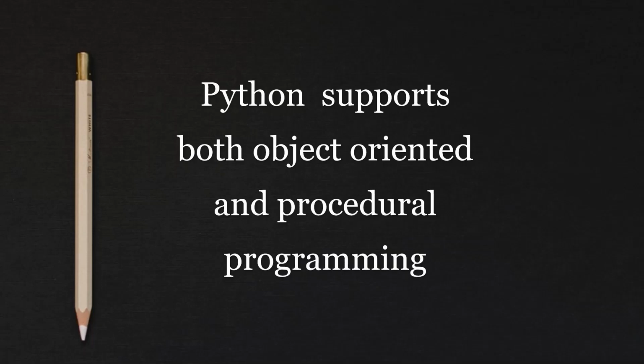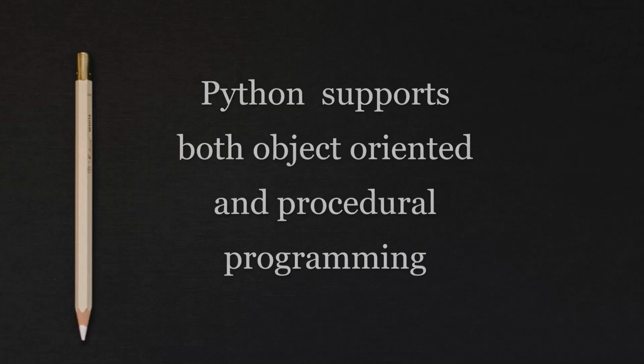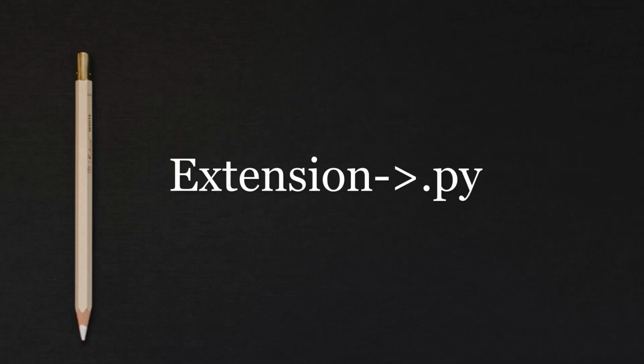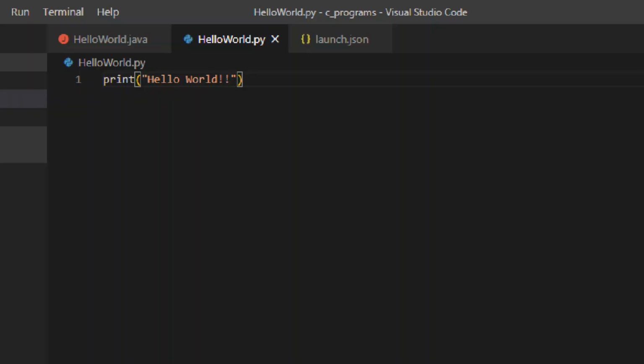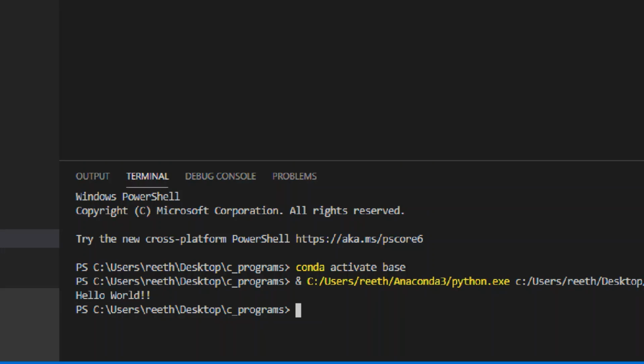Now next Python. Python supports both object-oriented and procedural programming. You know what? If you know English well, then you can easily learn Python. Now create your file with .py extension. I created my file as helloworld.py. In Python, you just need to write one line of code to display hello world. That is print hello world. That's it. Now save your code and run your code.